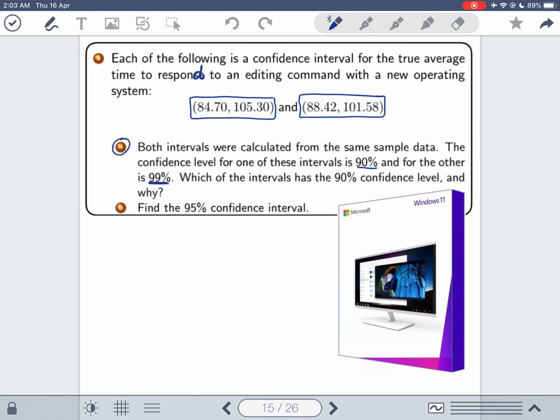This is a very simple question. And then part B is more interesting. Find the 95% confidence interval. Well, that's really a nice question. So for part A, let's do part A first.